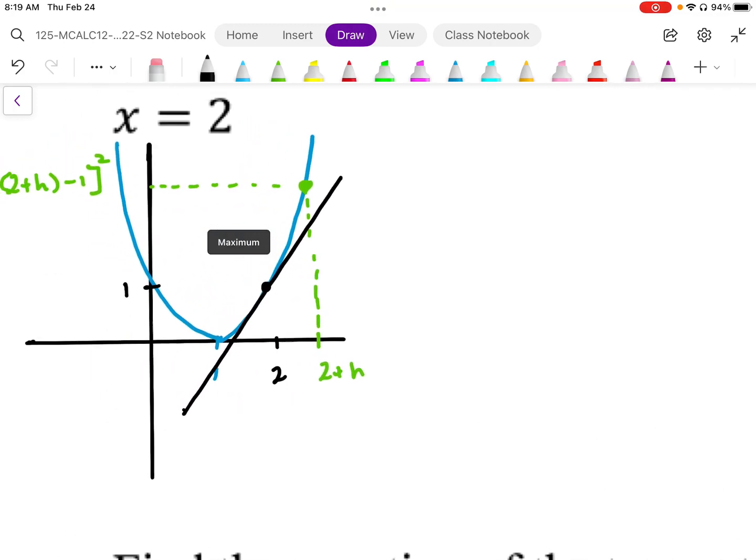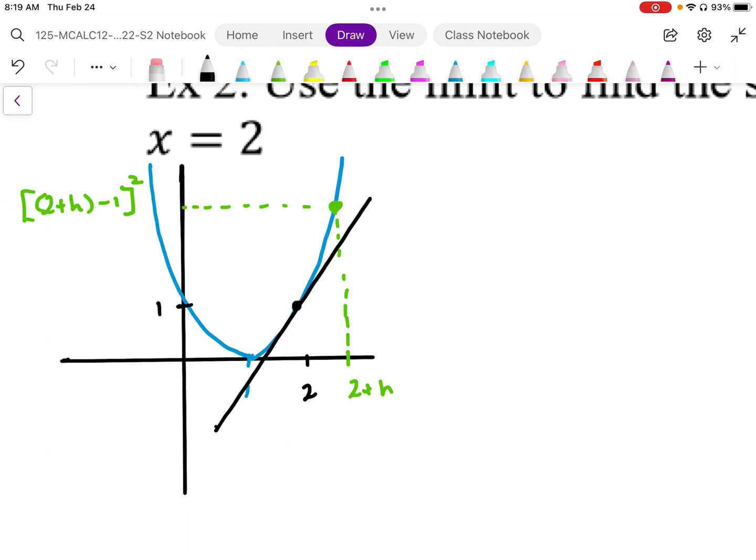We're going to call that 2 plus h, and then we need to find the y coordinate for that point, and that's going to be (2 plus h minus 1) all squared. So once we have this set up, we're going to approximate the black slope with that secant line in here, and we want the rise and run of that secant line. So the rise of that line is going to be the difference between the y coordinate of 1 and the y coordinate of (2 plus h minus 1) all squared.